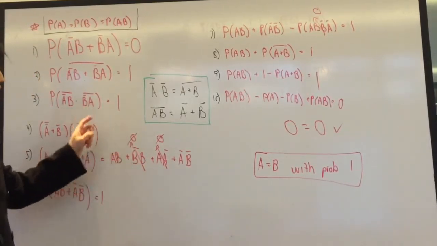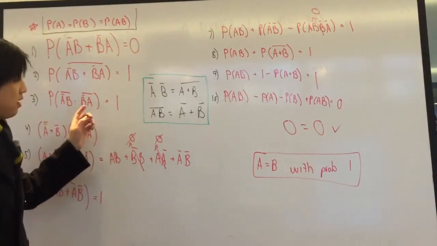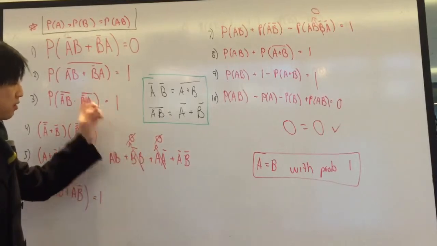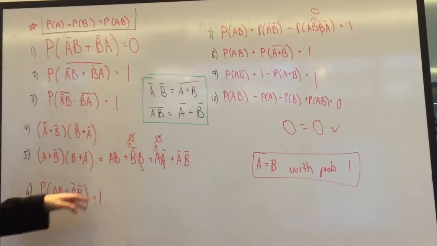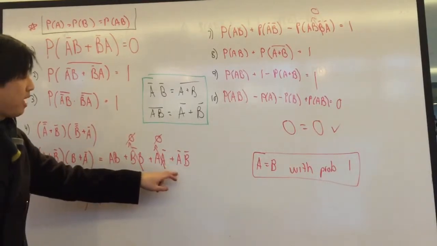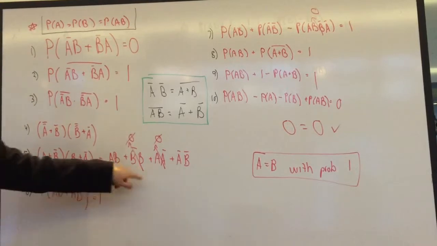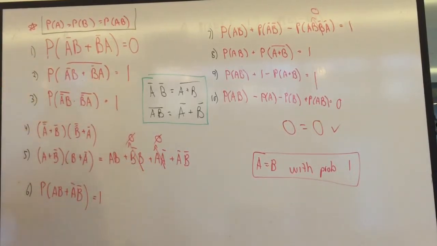So B bar times B results in the null set. The probability of that is equal to 0. Similarly, A times A bar is equal to the null set, and the probability of that is also equal to 0. So we just end up with AB plus A bar times B bar, and then these two can be put back into the original probability. So we result with the probability of AB plus A bar times B bar is equal to 1.